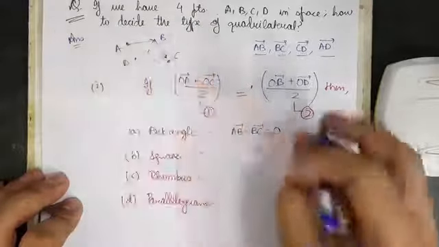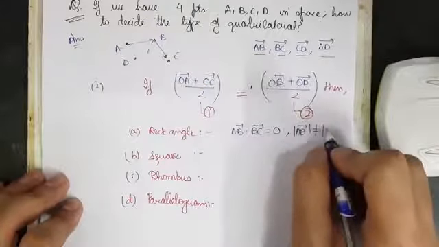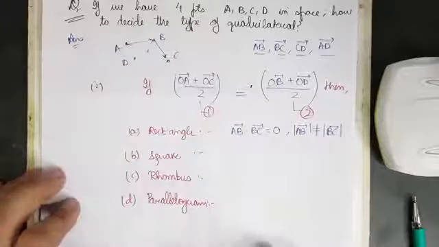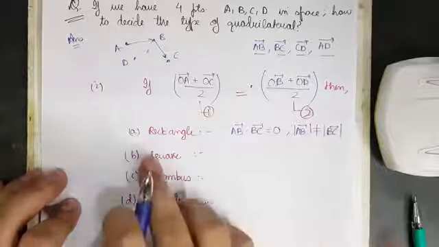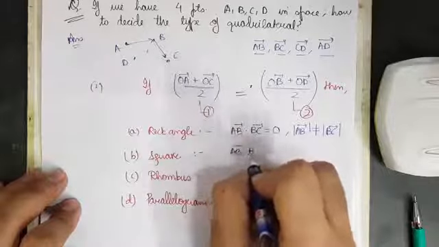The magnitude of this vector, that is the two adjacent vectors, won't be equal in nature. So I want you people to know that we should solve these types of questions vectorially, because many times the problems are in vector form. Now moving on to the square, we have AB dot BC equal to 0.